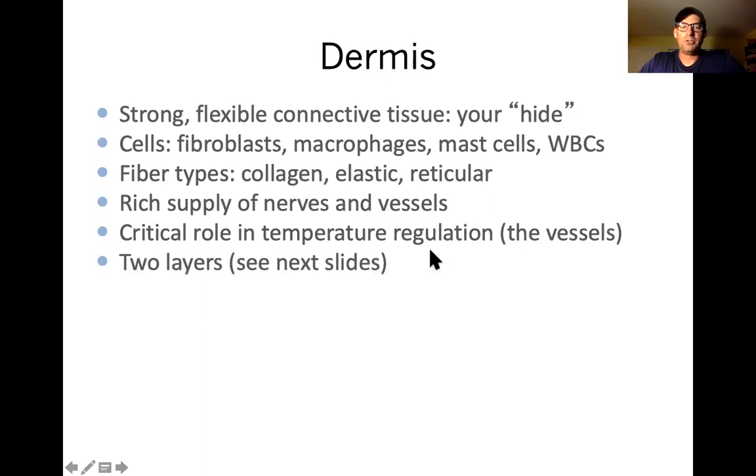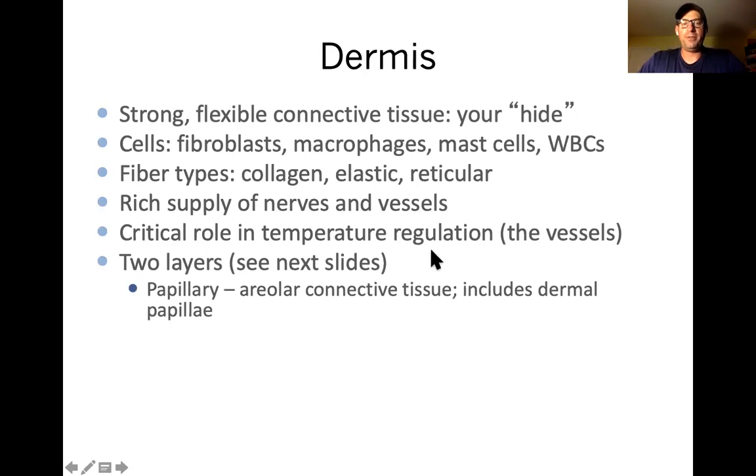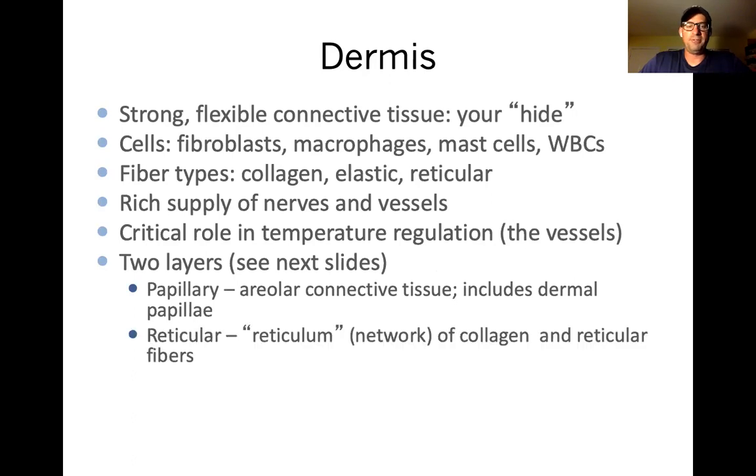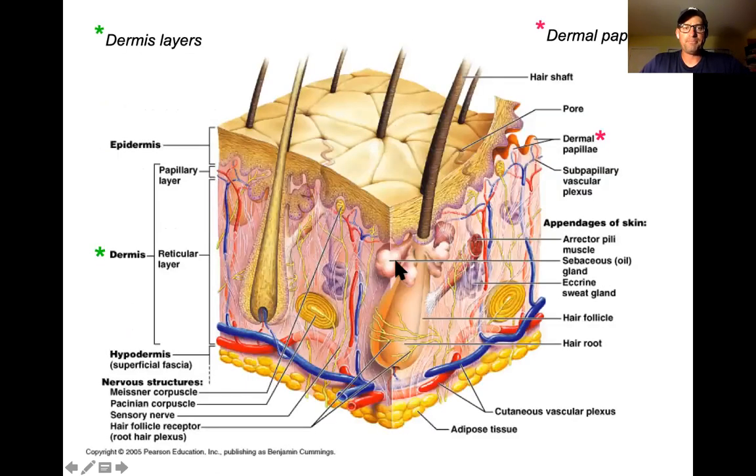And then there are two layers. There's what's called the papillary layer, which is the more superficial of the two layers of the dermis that's made of areolar connective tissue. And it includes these little bumps called the dermal papillae that actually give us our fingerprints. And then there is the reticular layer that has a bunch of collagenous and reticular fibers running through it, and that is deeper. Okay, so here we see the dermis.